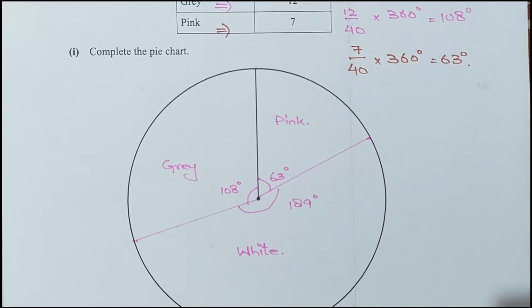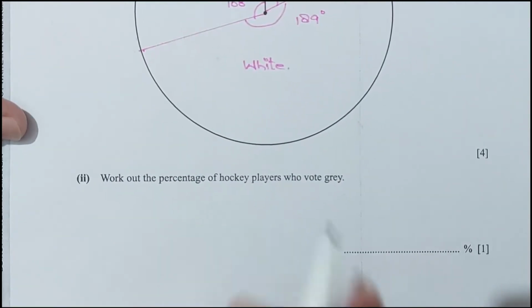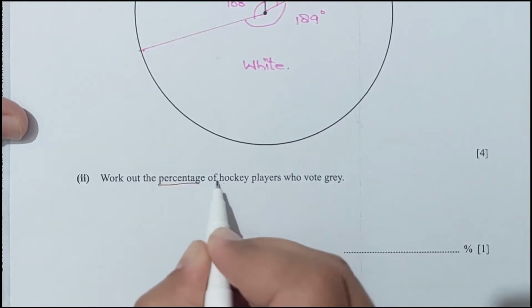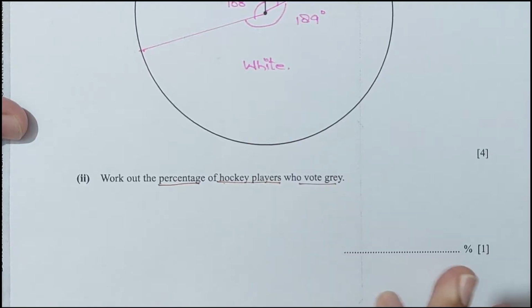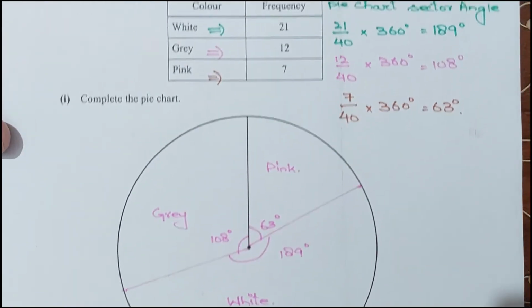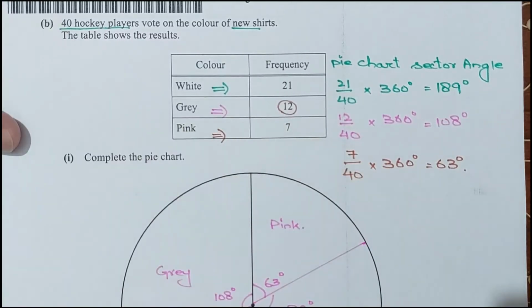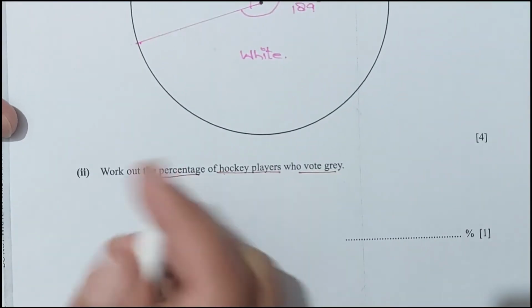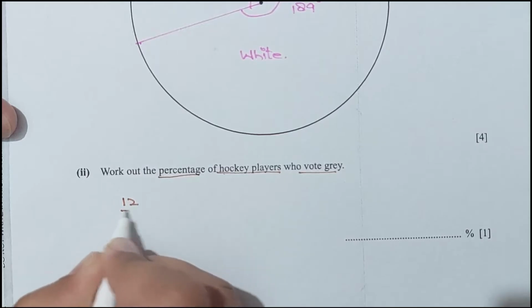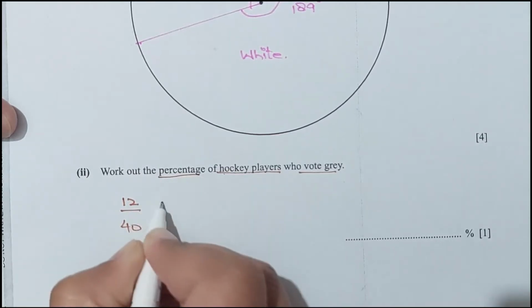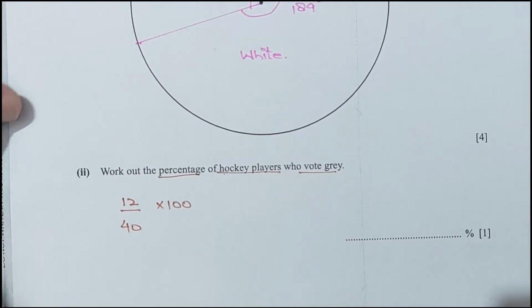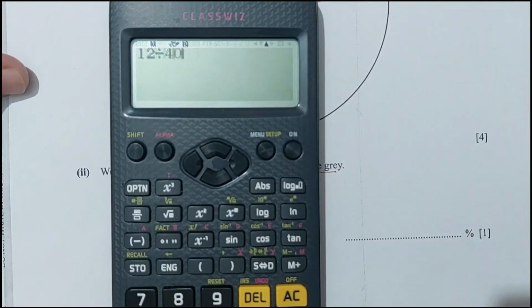Now for the second part, work out the percentage of the hockey players who vote gray. How many vote gray? 12 players vote for gray out of the 40 players, and for percentage multiply by 100. 12 out of 40 multiplied by 100 is 30%.